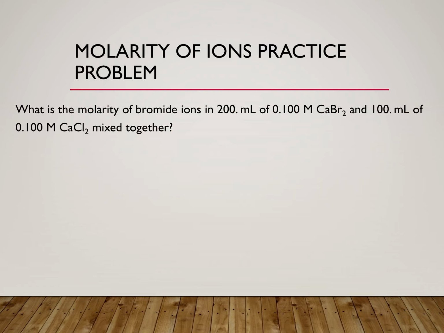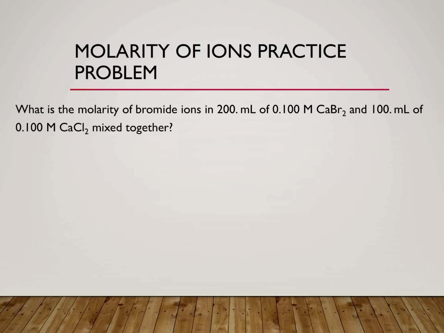Let's try another one, slightly different though. This one says, what is the molarity of bromide ions in 200 milliliters of 0.1 molar calcium bromide and 100 milliliters of 0.1 molar calcium chloride mixed together? So what's happening here? We have 1 solution of calcium bromide, we have 1 solution of calcium chloride, we're pouring them together, and I want to know what is the molarity of the bromide ions.